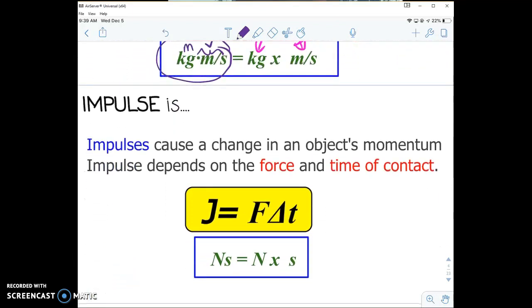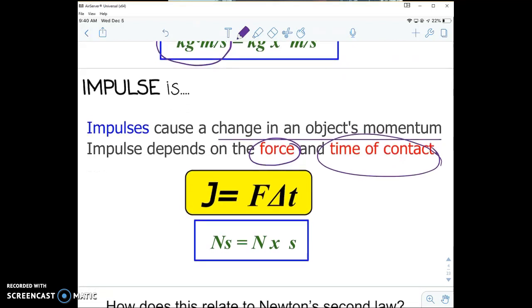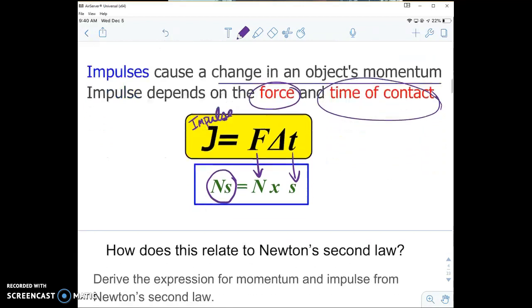Impulse is very closely related to momentum. Impulse is something that causes a change in momentum, and it depends on the force and the time of contact, or the amount of time that that force is applied. For impulse, we use the letter J, and impulse is equal to force times the change in time. Force is measured in newtons, time is measured in seconds, so the unit for impulse is newton seconds.